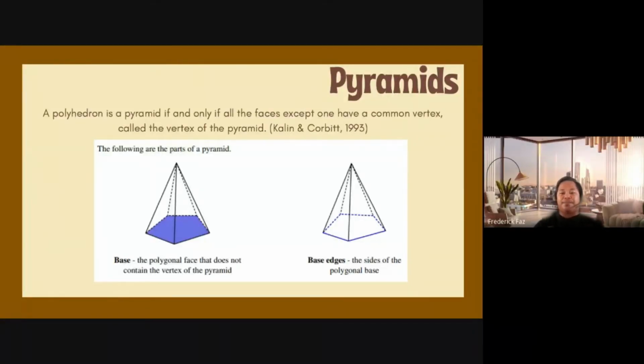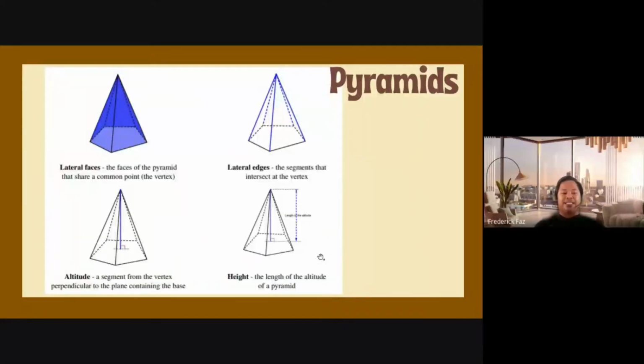Next, we have pyramids. So a polyhedron is a pyramid if and only if all the faces except one have a common vertex called the vertex of the pyramid. So ito po yung ating illustration. The base, ito po yung colored blue. The base edges, so yung blue lines, yung edges po ng base. You have the lateral faces, so the faces of pyramid that share a common point.